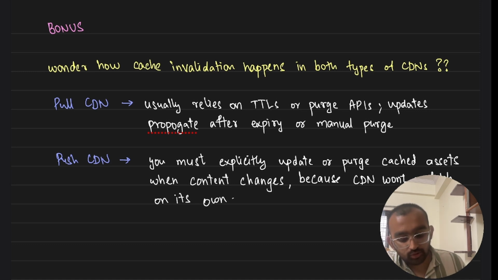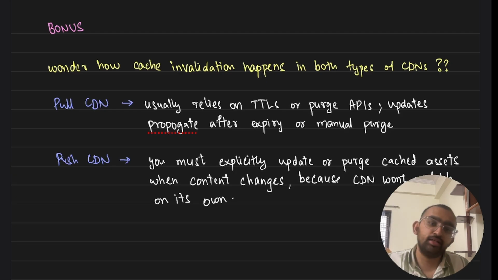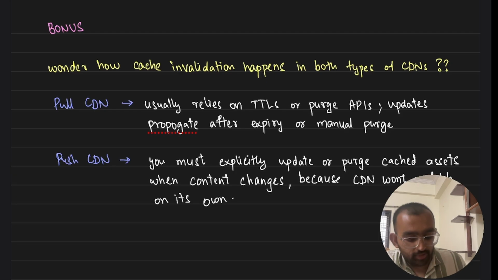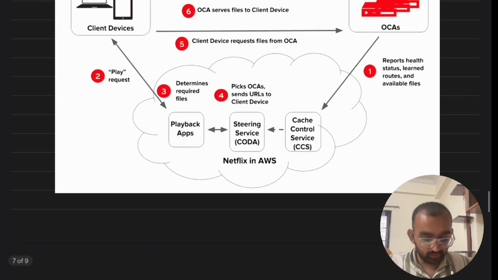So basically in pull based CDNs, we usually rely on TTLs, and updates usually propagate after expiry or manual purge. But in case of push based CDN, once you realize that the content that you're streaming has changed, you purge the cache when the content changes, because the CDN cannot refetch on its own, right? That's why.